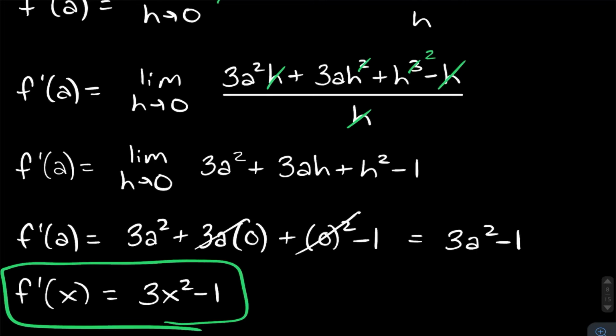Now remember what this thing does. This function that we've just found is giving us the slope of that original function that we had, the x cubed minus x. It gives us the slope of that function at every single x value. At every single point on that graph, we're going to know the slope because of this function. So that's polynomials. That's the easier case.